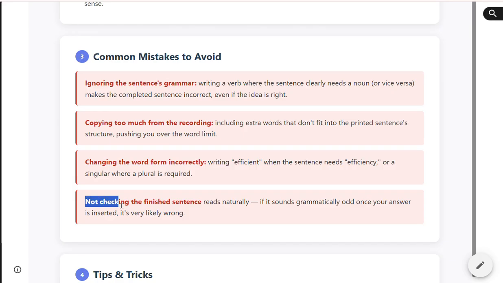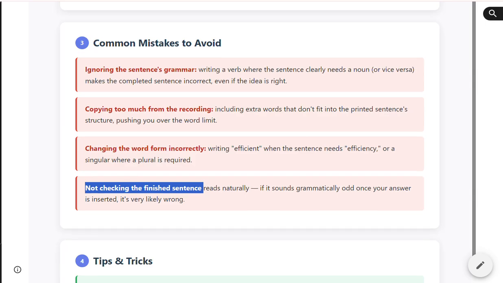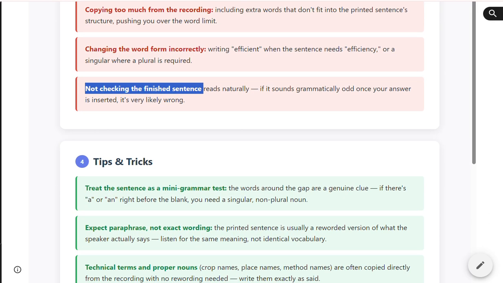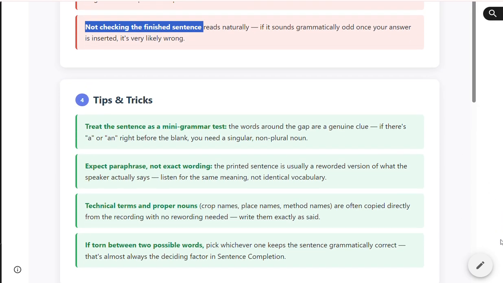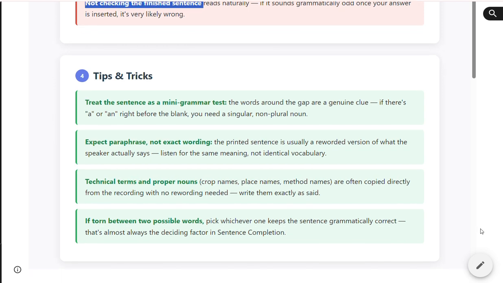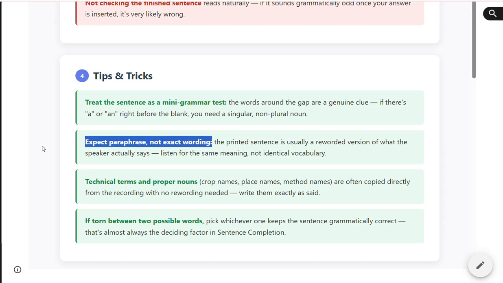And finally, the traps. Treat the words around the gap as a genuine grammar test. If there's a or an right before the blank, you need a singular noun. Expect paraphrase, not exact wording, since the printed sentence is usually a reworded version of what the speaker actually says.